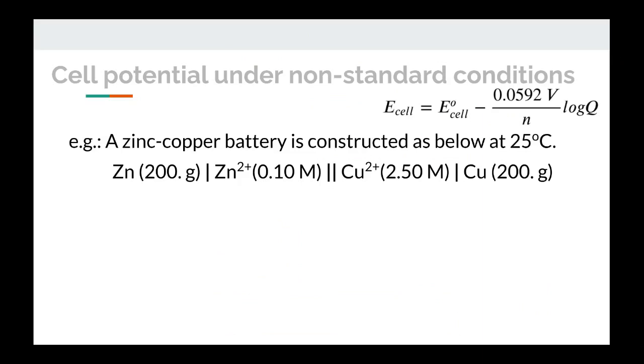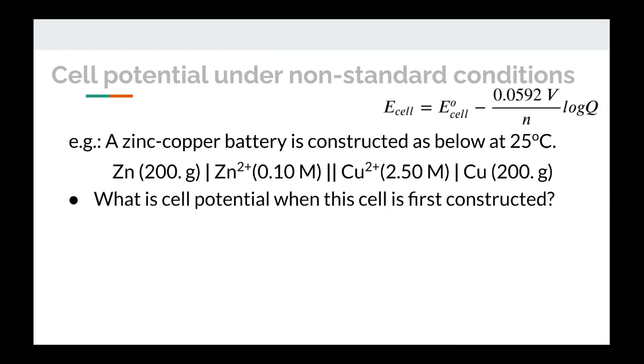Let's do an example problem. We have a zinc-copper battery constructed like this line notation shows, and it's 25 degrees C. The question is, what is the cell potential when this cell is first constructed? The reaction is going to be zinc plus copper 2+ makes zinc 2+ plus copper, because this is the anode and this is the cathode half cell. 2 electrons are transferred because both of the ions are 2+. So n here is going to be 2.